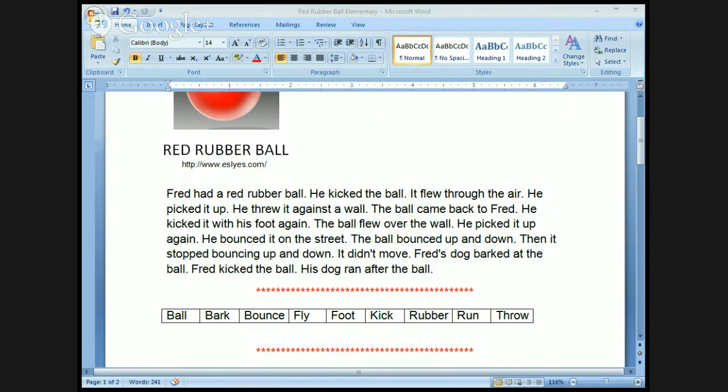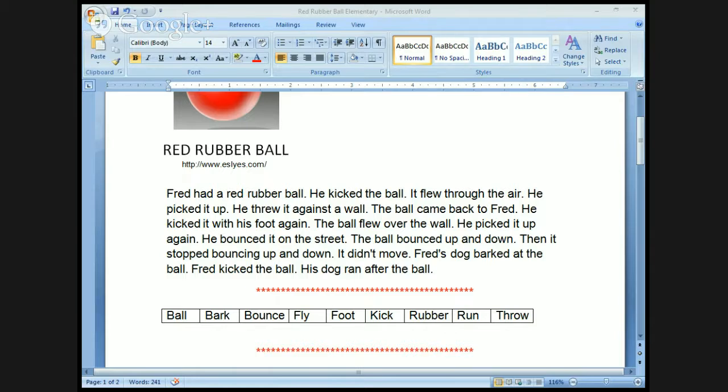The ball flew over the wall. Where did the ball fly? Yay! The ball flew over the wall. He picked it up again. What did he pick up? That's right. He picked up the ball.